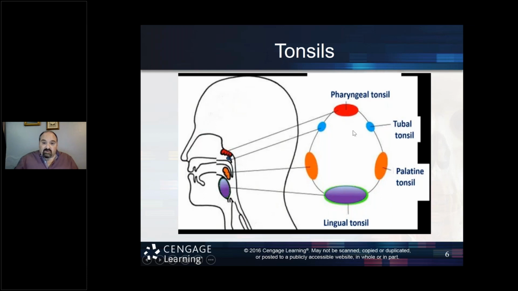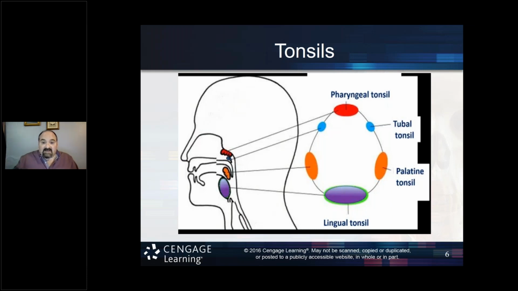Then we have the tubal tonsils. I didn't mention this when we looked at the sagittal head, but there is a little opening for the eustachian tube that enters the nasopharynx, which is in this region right here. Those tubal tonsils surround the openings for the eustachian tube into the nasal cavity.